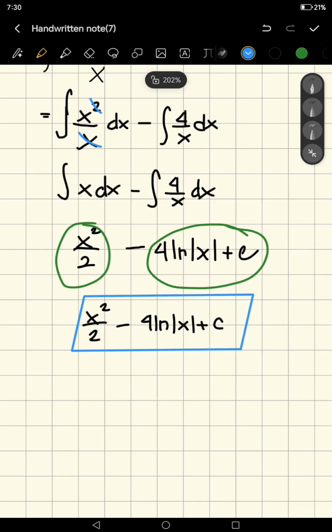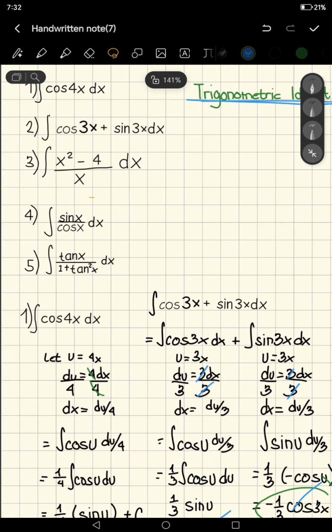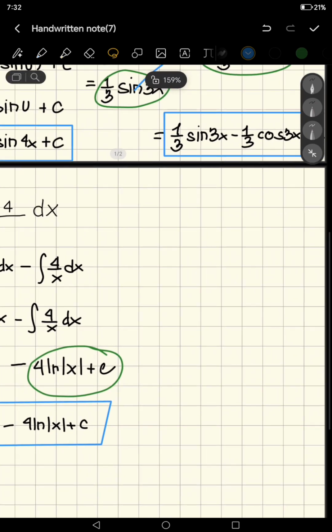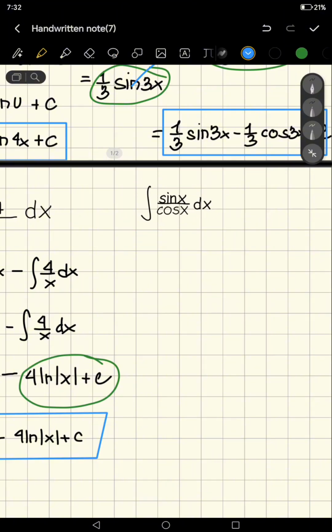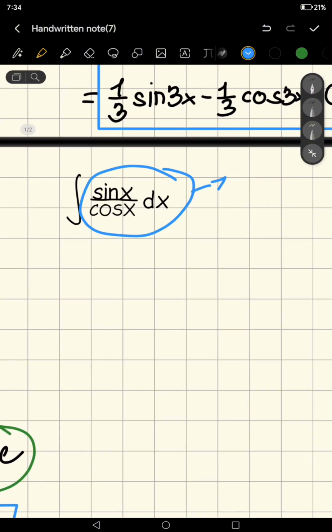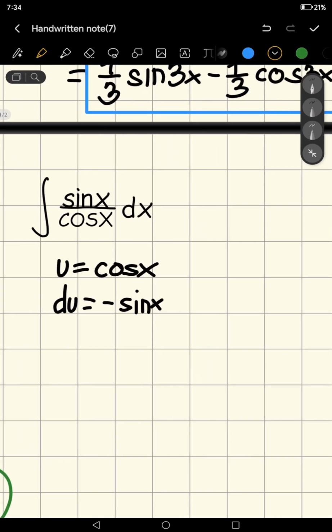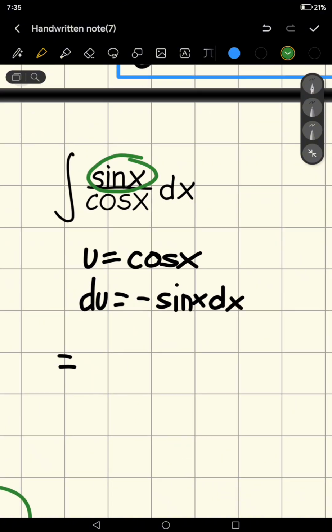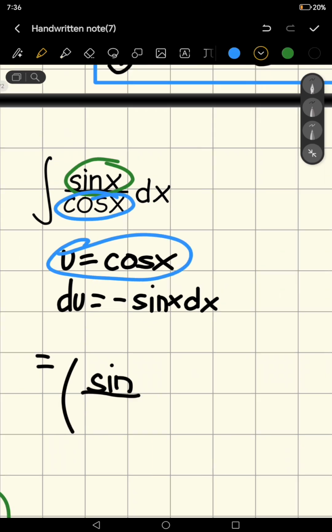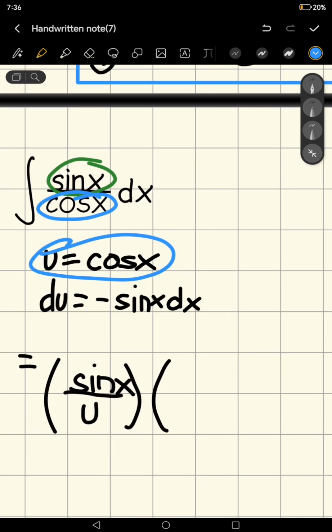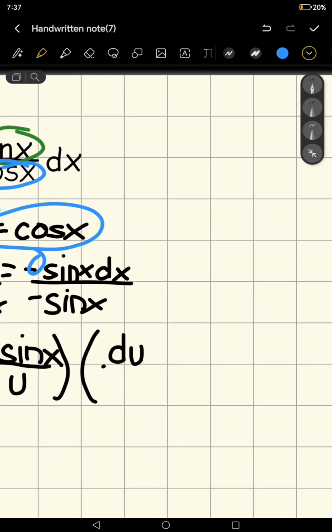Okay, next. Let's try to solve number 4. The integral of sine x over cosine x times dx. Copy lang muna natin guys. By the way, u substitution lang to, and this problem is just simply equal to tangent. So let u is equal to cosine x, du is equal to negative sine x dx. So since negative siya, and there is no negative before dx, so let's divide both sides by negative sine x. Manual lang tayo guys. This will become the integral of sine x over u times dx, which is du over negative sine x. Okay, so ilagay lang natin yung integral sign.